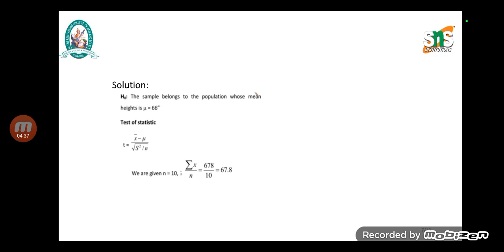What is the null hypothesis? The null hypothesis is that the sample belongs to the population whose mean height is mu equal to 66 inches. Here the number of data is 10, and the average is summation x divided by n. We add all the heights of the 10 persons, which is 678. The number of data is 10. Therefore, the average is 678 divided by 10, that is equal to 67.8.